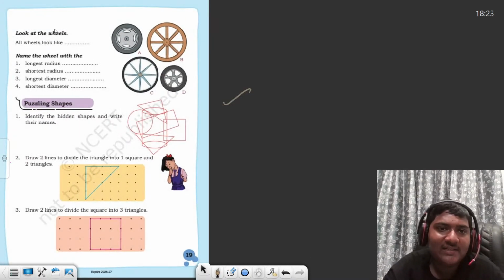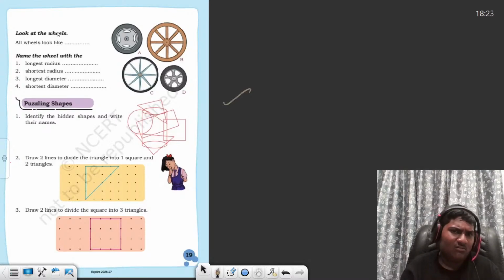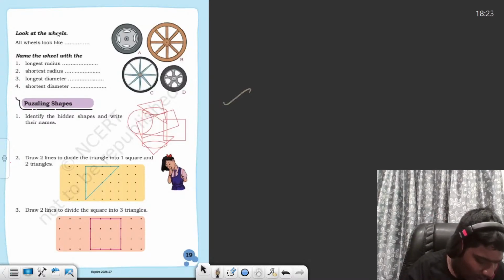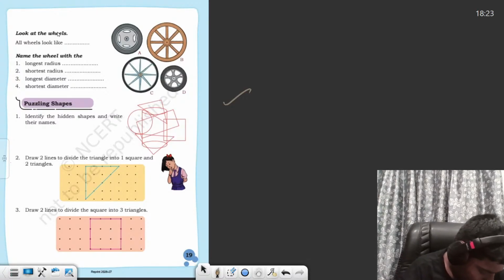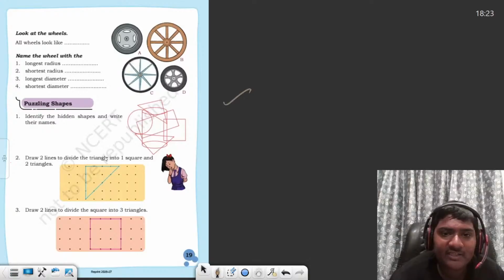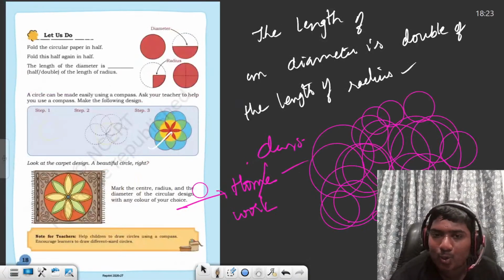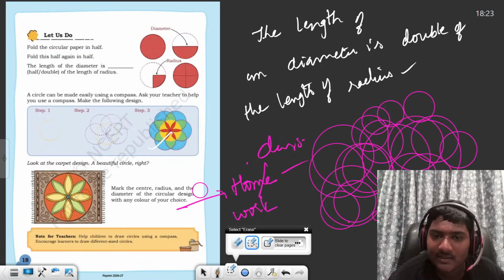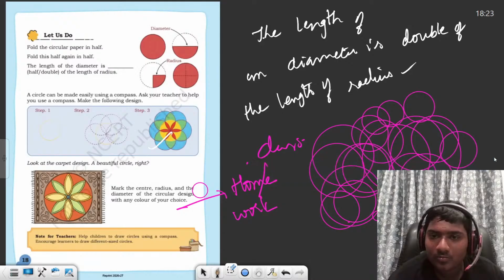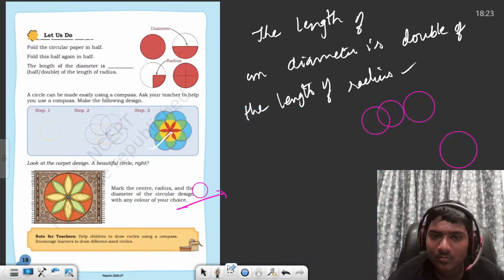Look, all wheels look equal. Yes or no? All wheels look equal or not? Okay, wait, children. I'll let you know how to do this question. The approach of this question will be in a different way. Let me tell you.